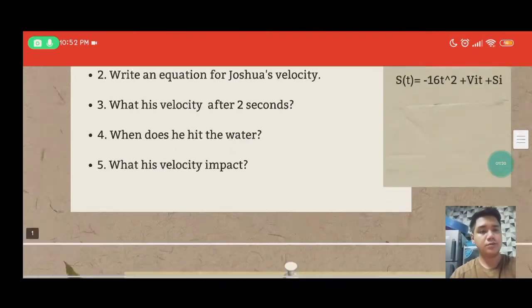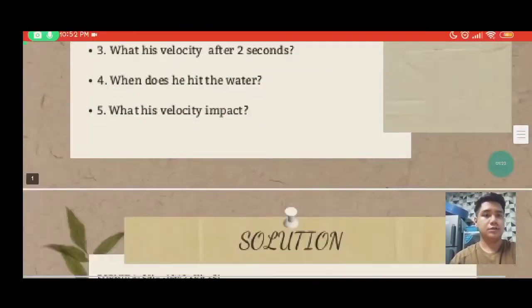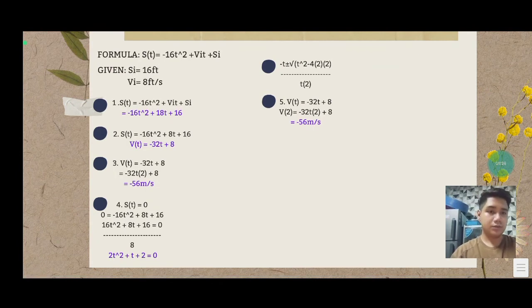Next naman, write an equation for Joshua's velocity. So, hinanap dito yung velocity. Kinuha ko lang yung answer sa number 1 and then tinimes ko yung exponent sa coefficient and then negative 32t plus 8.